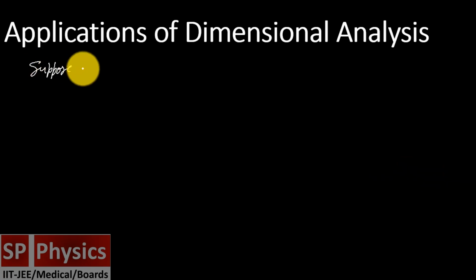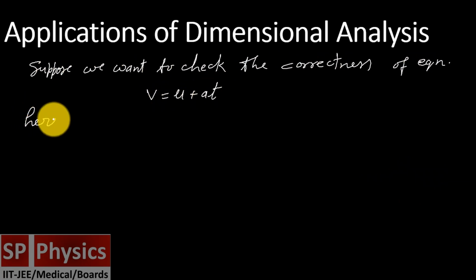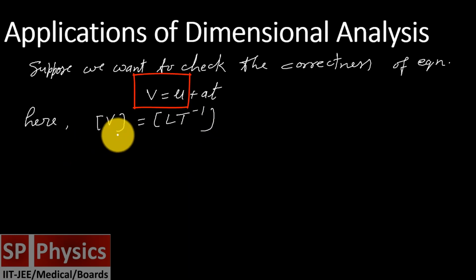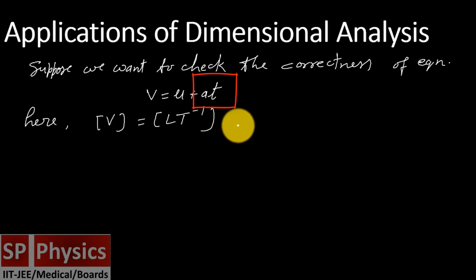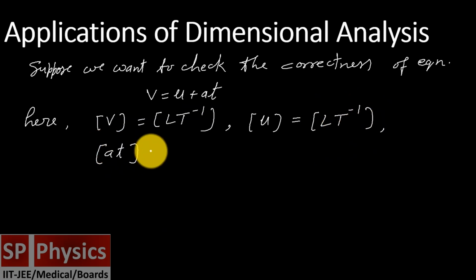Now example second. Suppose we want to check the correctness of the equation v is equal to u plus at. Here the dimension of v is equal to L T to power minus 1. Here v and u are velocities, a is acceleration, t is time. So the dimensional formula of v is equal to L T to power minus 1 and the dimensional formula of u is also L T to power minus 1, and the dimensional formula of at is equal to the dimensional formula of acceleration a into the dimensional formula of time t.